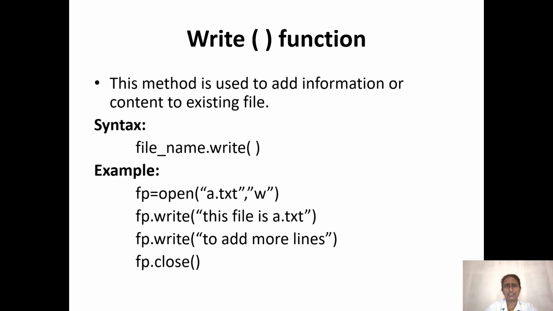Next is the write function. This method is used to add information or content to the existing file. Syntax: file name dot write. Example: fp equals open a dot txt, fp dot write, this is a text. fp dot write to add more lines, fp dot close.